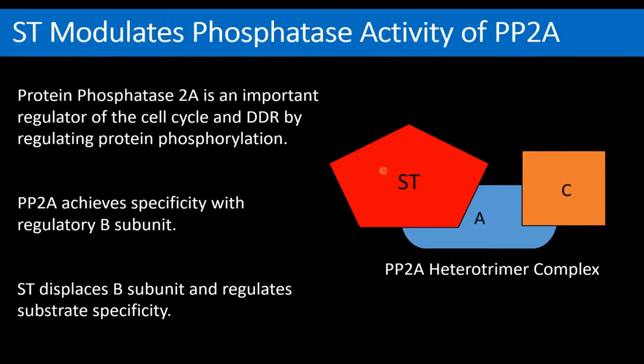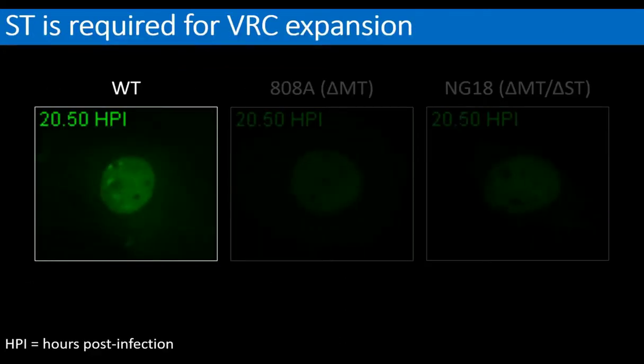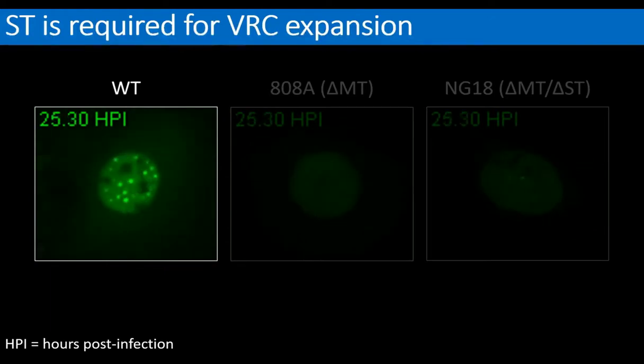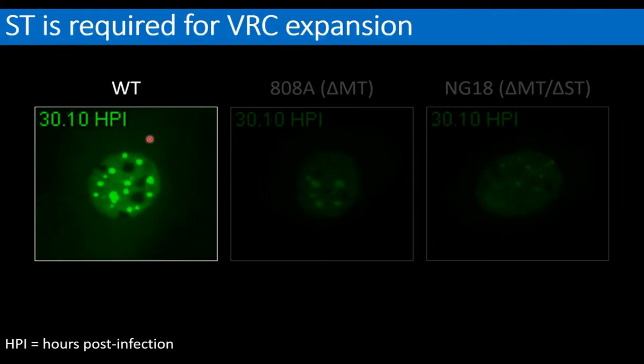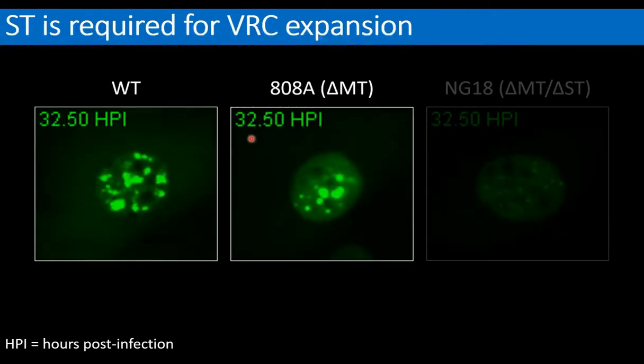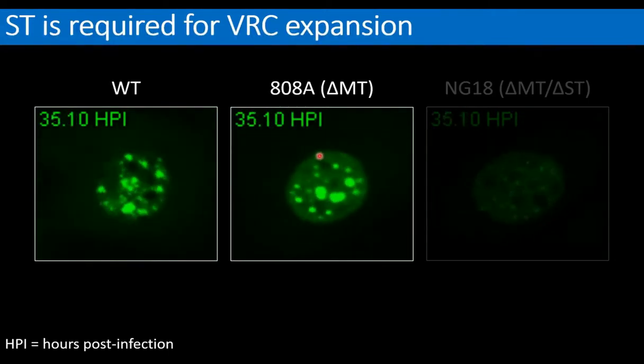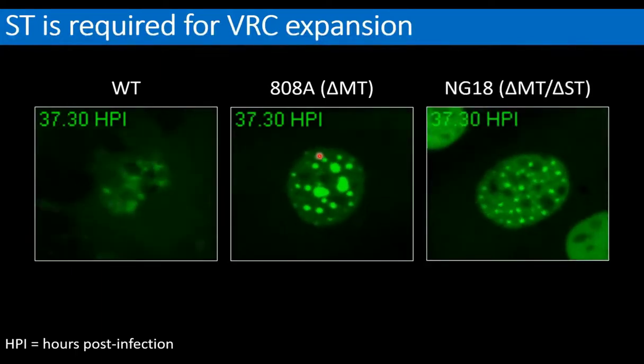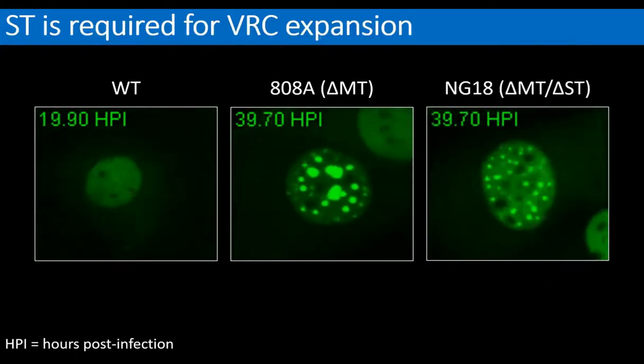To understand how small t relates to VRCs and VRC expansion, I analyzed these mutant murine polyomaviruses using live cell microscopy of GFP-RPA32 cells. So just to refresh, this is what a wild-type infected cell looks like. You'll see VRCs form and expand until the cell eventually dies. 808A infected cells look similar to wild-type, but NG18 VRCs don't appear to expand after they form.